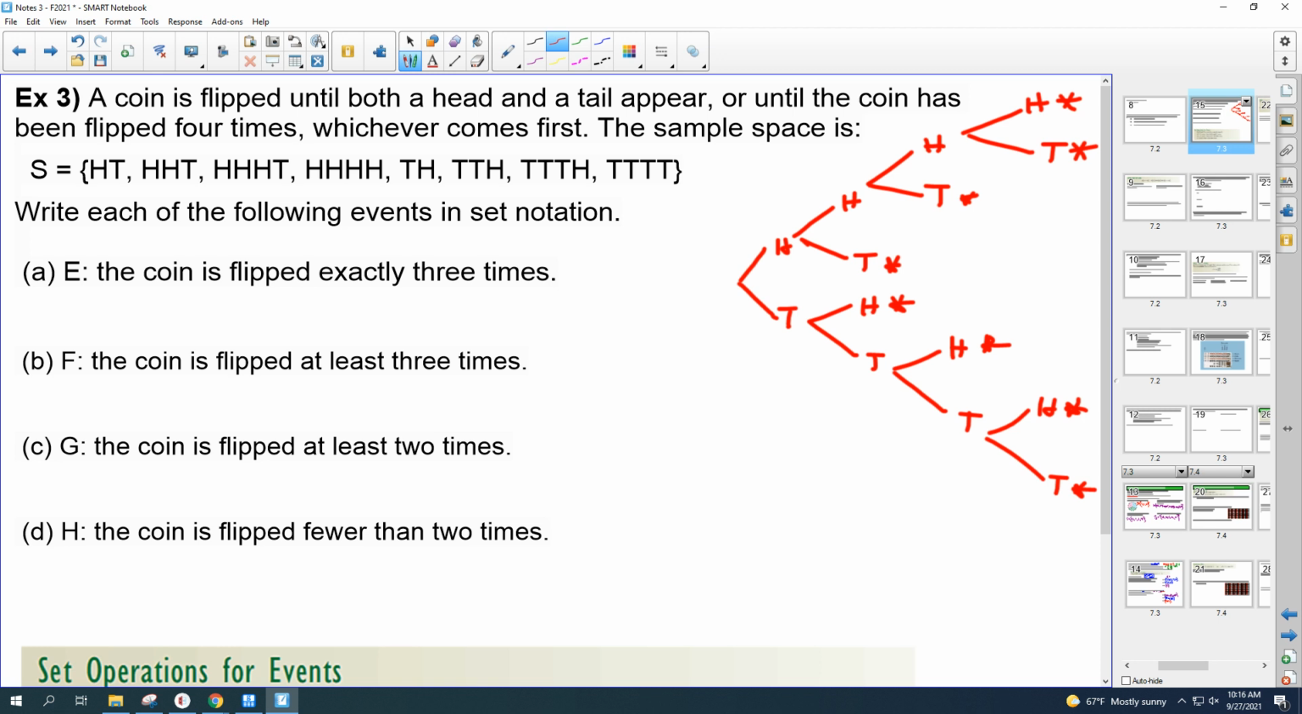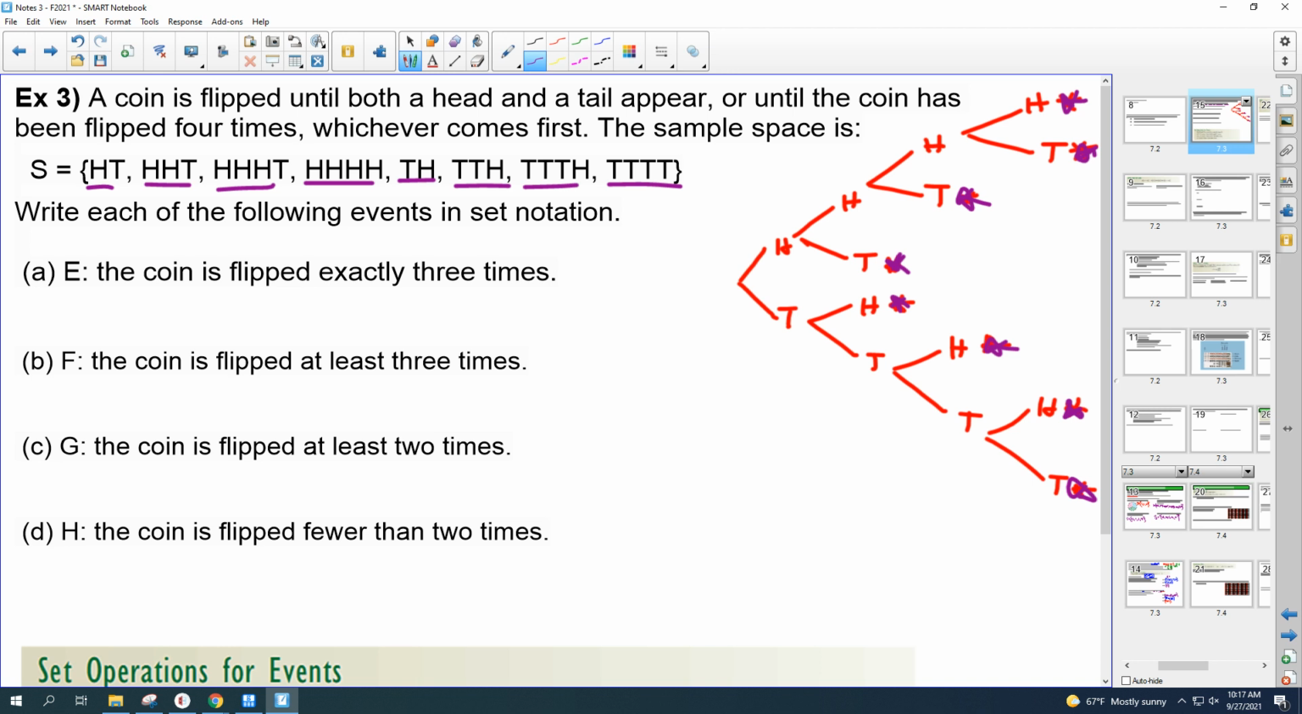So HT was this one, and HHT was this one, and HHHT was this one, HHHH was this one, TH was this one, TTH was this one, TTTH was this one, and TTTT. All right, so if they didn't give you the sample space, it's kind of difficult to come up with that tree in this problem because you really, really have to think about what it's saying. But regardless, we have the sample space, so we should be able to come up with any of these events.